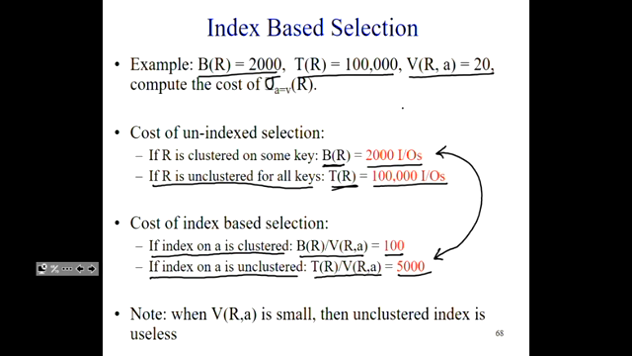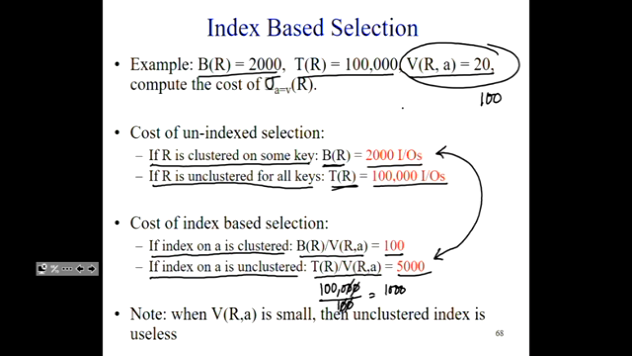So for instance, if V of R comma A instead of 20 was 100, immediately this is no longer the case. So you have 100,000 divided by, let's say, 100, so you eventually have 1,000, right? And so this is smaller than scanning through the relation if the relation is clustered on some key.